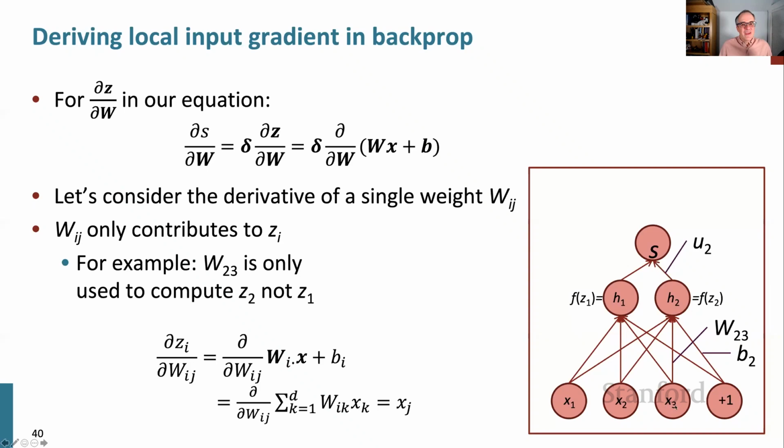So it's going into Z2, which then computes H2, and it has no effect whatsoever on H1. Okay, so when we're working out dzi, dwij, it's going to be dwix, that row of the matrix, plus bi, which means that we've got a sum of wik times xk.